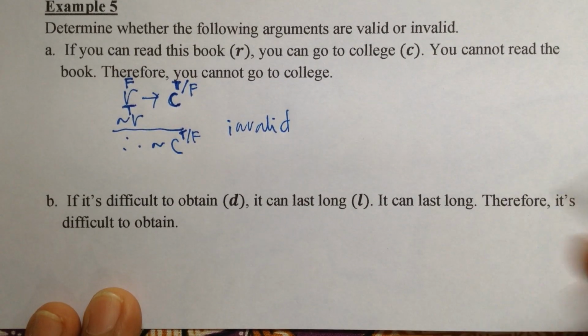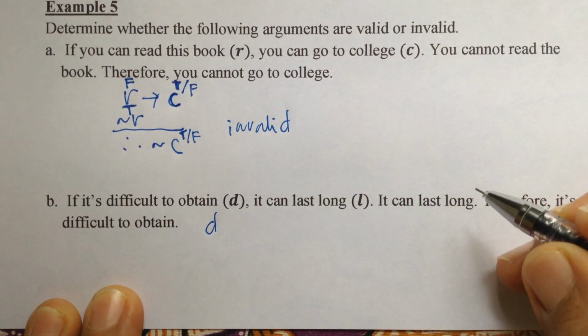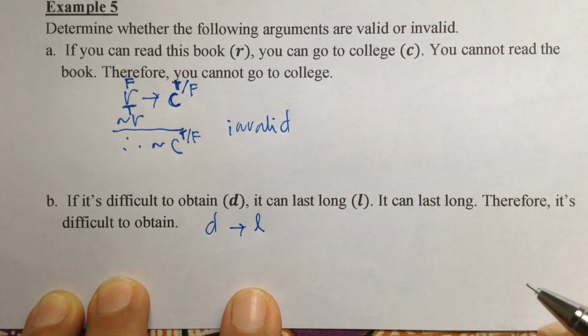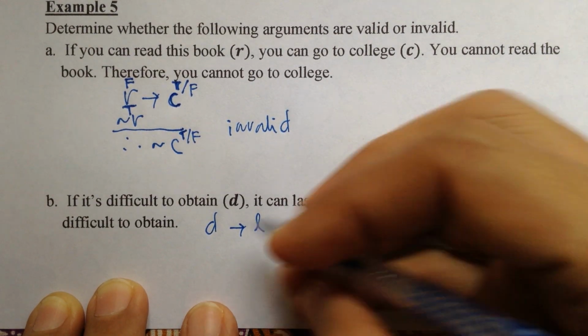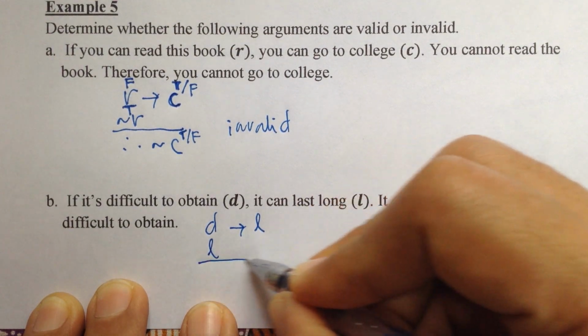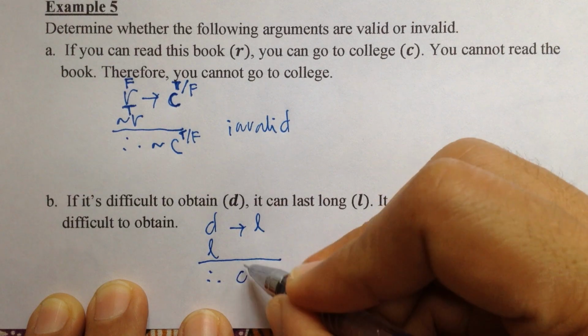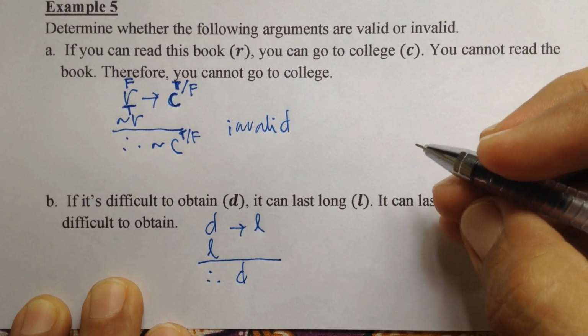And last example, you have D, if it is difficult to obtain, implies L, can last long. And then your second premise is it can last long. So that means that you have L. Therefore, it is difficult to obtain, which is D. Again, is this valid or not?